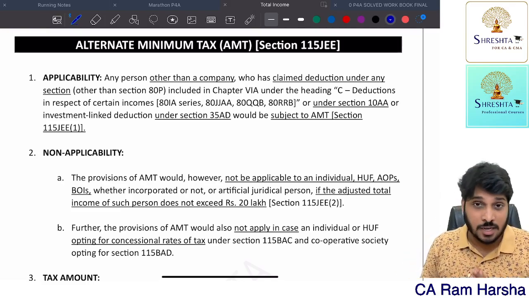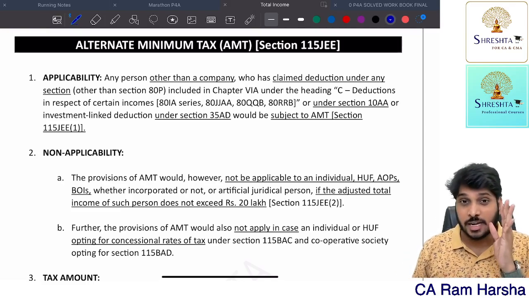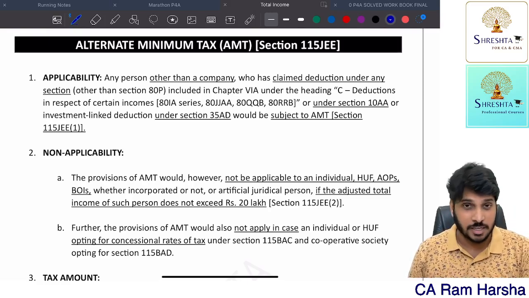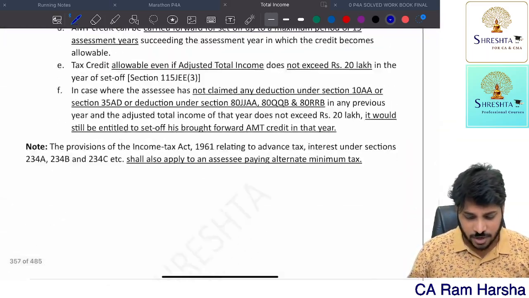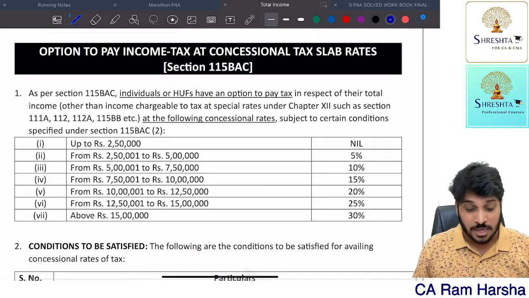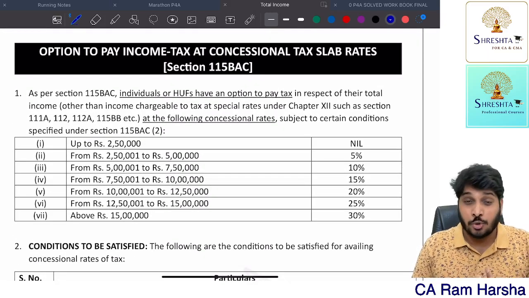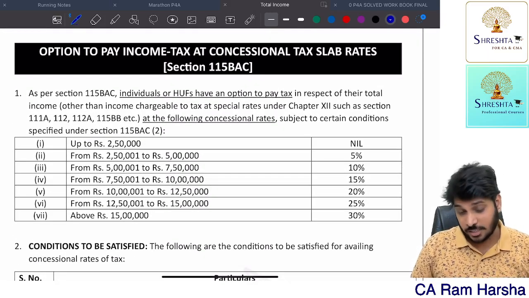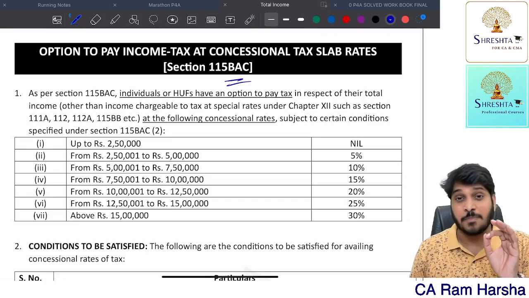Now we are going to discuss alternate minimum tax, section 115JC, and along with this, in the same video, I am also going to discuss tax payable, the option to pay income tax at concessional rates. That's called 115BAC.